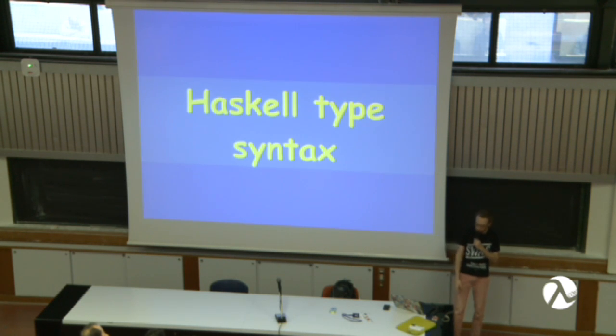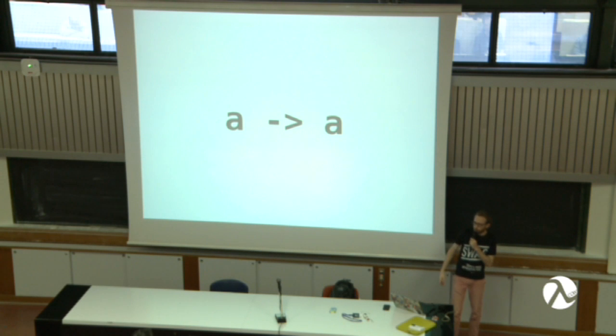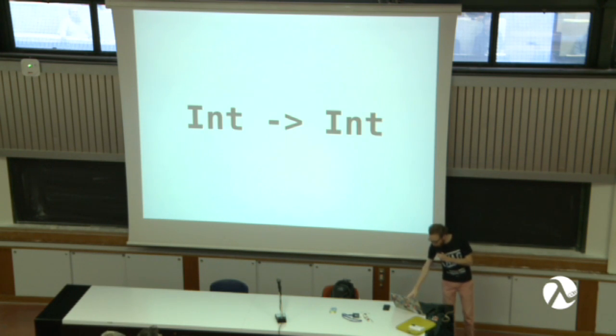And for that, one thing you should do is learn Haskell type syntax. It's very simple, and it's very expressive and concise. It will help you think about types. Just a crash course: if you have an arrow and types with lowercase, they are parametric types, so A can be any type. If the type name begins with an uppercase letter, it's a concrete type. So here's a function from Int to Int.